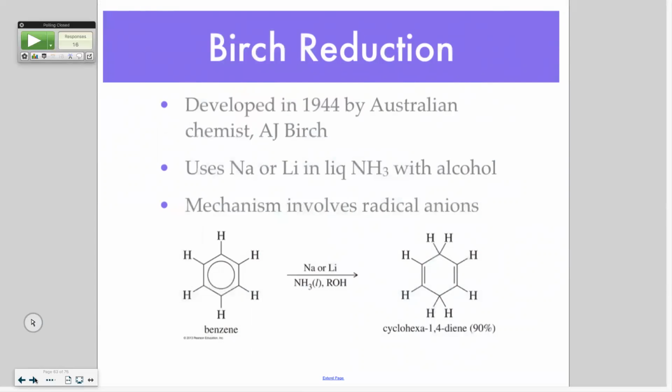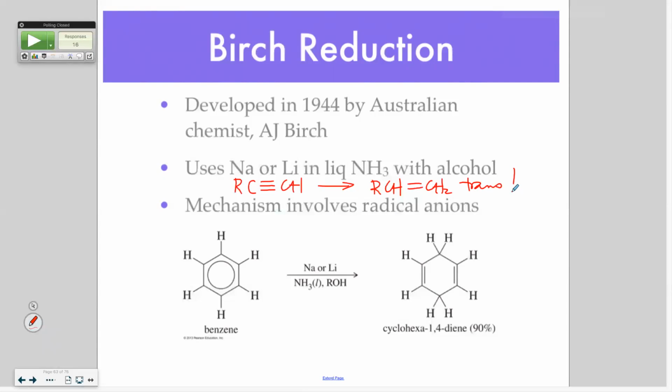Okay, so we used sodium or lithium in liquid ammonia before. Remember what we used it for? We were reducing an alkyne to a double bond, and if there's a choice, you would get trans. Remember, we used that to get the trans double bonds. So it was already in use, and then he decided to try it on benzene to see what it would do. So here's benzene, and look what happened.